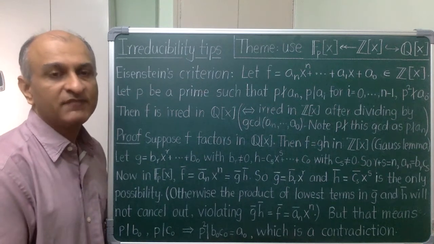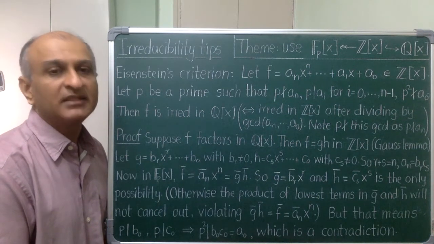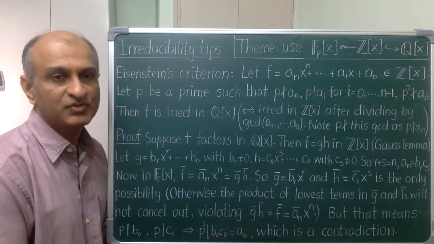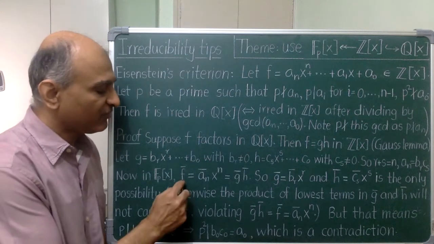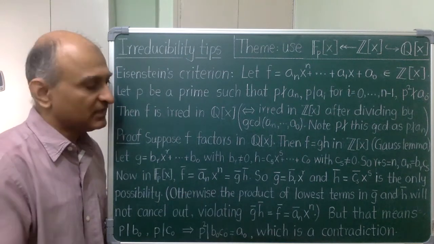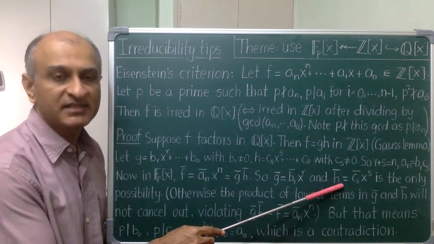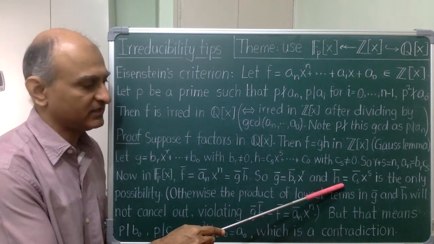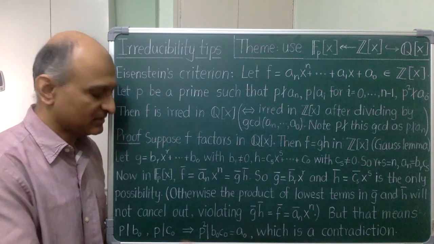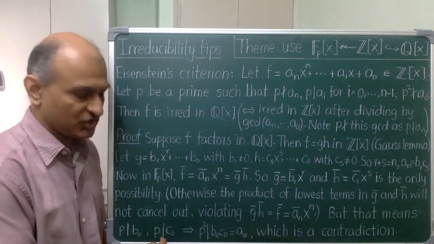This is because if either one of the factors had any term of lower degree, then the product of the two lowest terms would not cancel out and f bar would not be a monomial. Okay, this means that g bar and h bar, both the factors, are themselves monomials of positive degrees. But that just means that p divides the constant term of g and also of h.